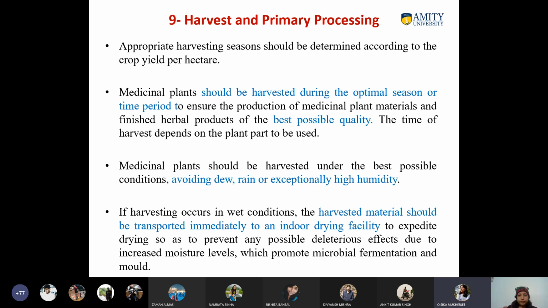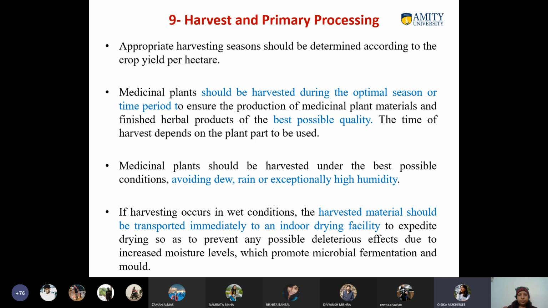Harvest and primary processing. Appropriate harvesting season should be determined according to the crop yield per hectare. Medicinal plants should be harvested during the optimal season or time period to ensure the production of medicinal plant material and finished herbal products of the best possible quality. The time of harvest depends on the plant part to be used.